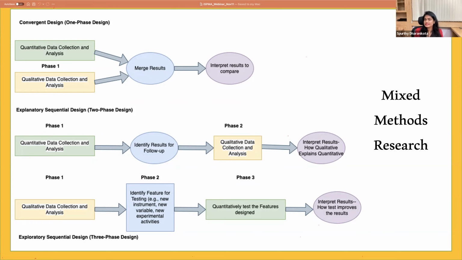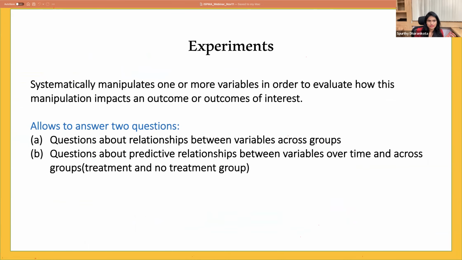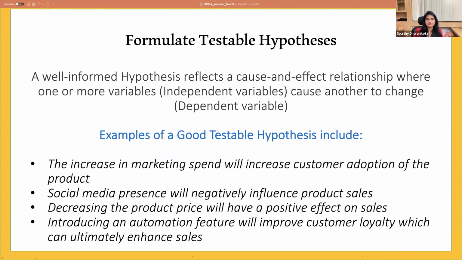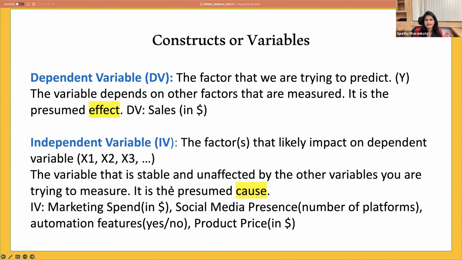So you understand, I talked about variables, right? So for example, let me go back. So for example, you want to understand the effect of marketing spend on sales. You want to understand the effect of social media presence on sales. You want to understand the presence of an automation feature on sales. So this is the general hypothesis, right?